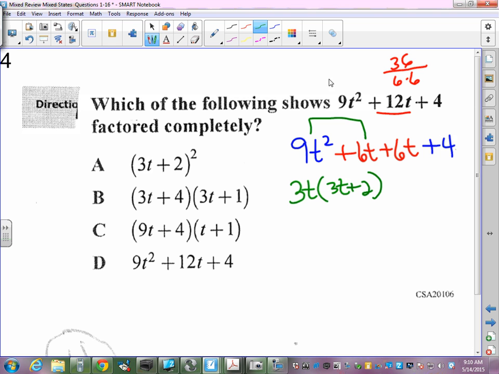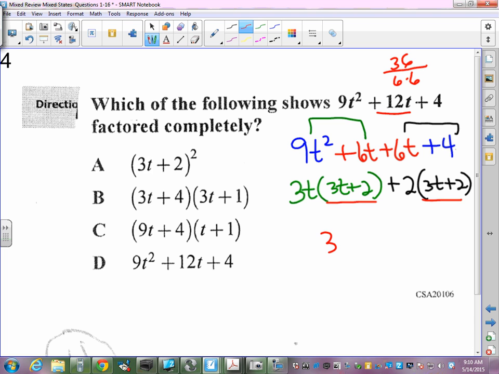Now we go over here and we factor this. What do they have in common? Okay. 2 times what is 16? Good. And then 2 times what is 4? Okay, we're not quite done yet because we're factoring by grouping. Now, what group do these two have in common?